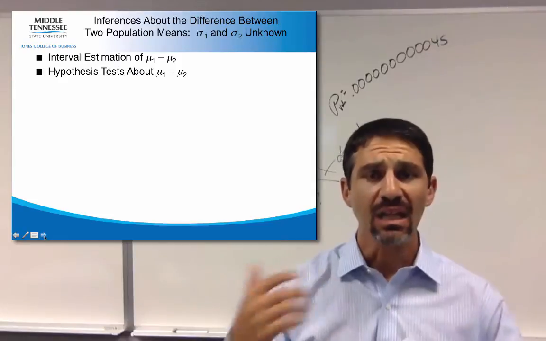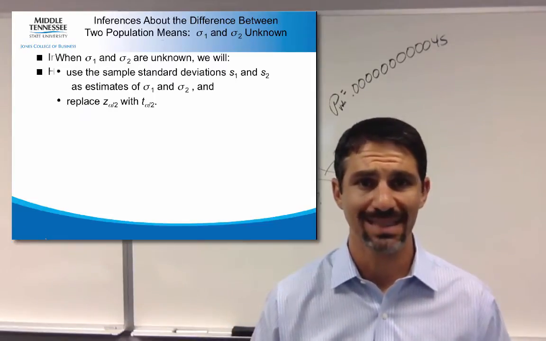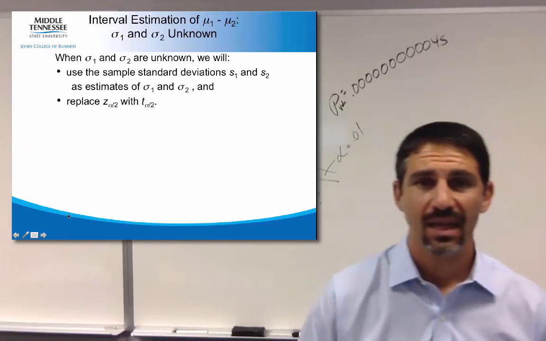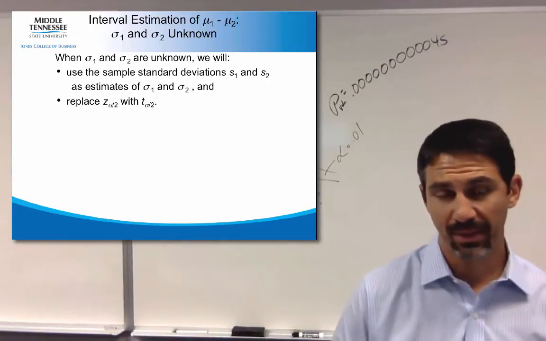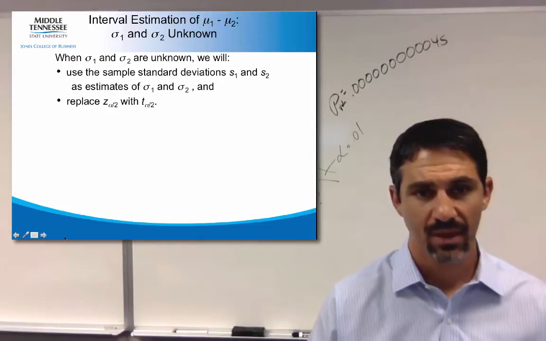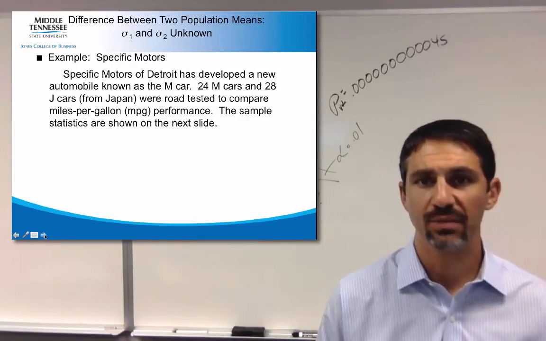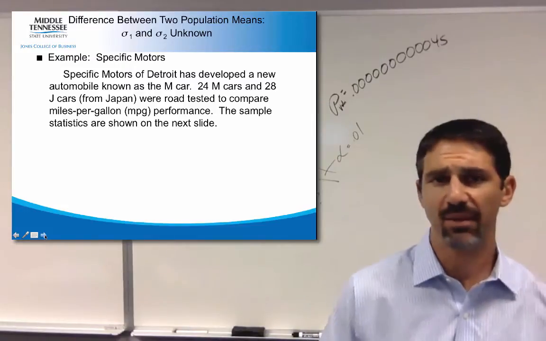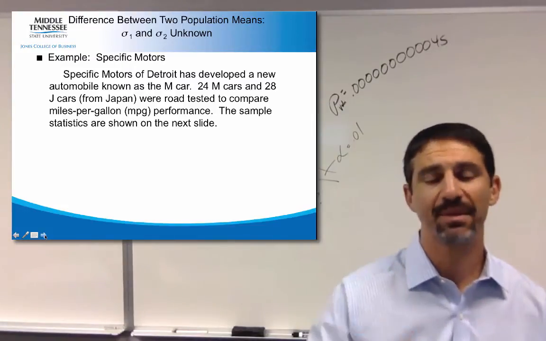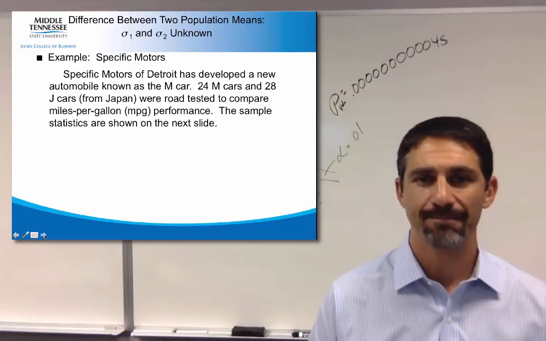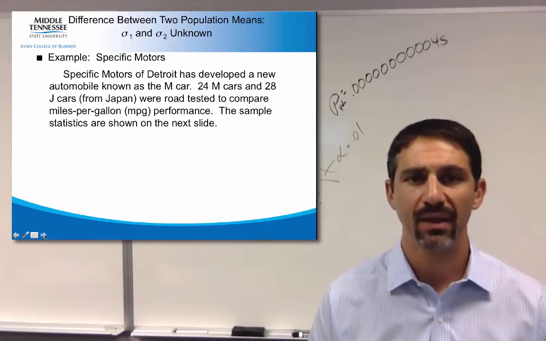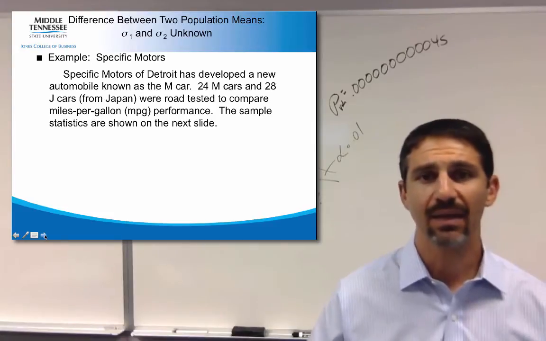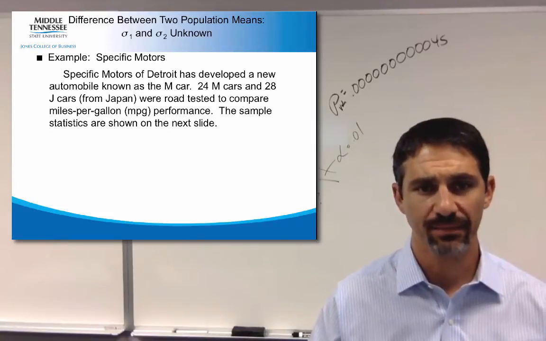Okay. Let's now take a look at when sigma is not known. I think this one's always easier. Again, it's more common that you do not know the population standard deviations. So if we were to look at this in terms of gas mileage for specific motors of Detroit, I like that, being that I'm a Detroit guy, and we want to compare our miles per gallon and see if there's a difference here.